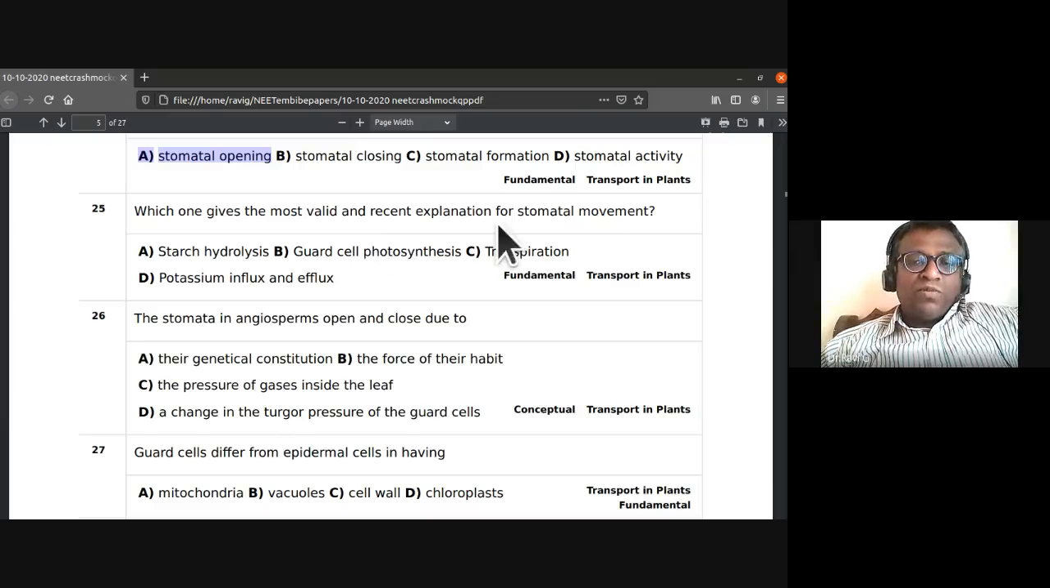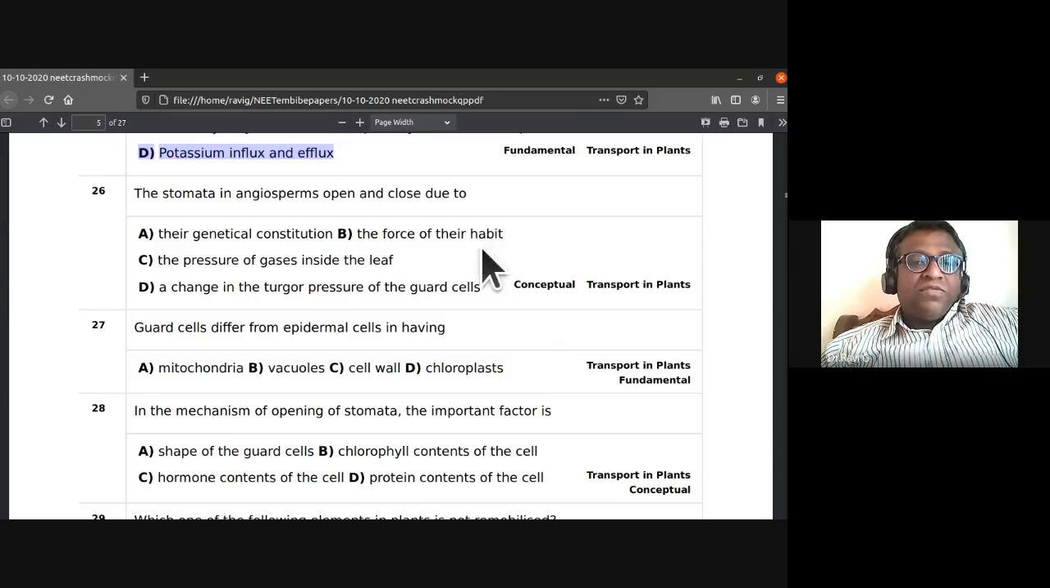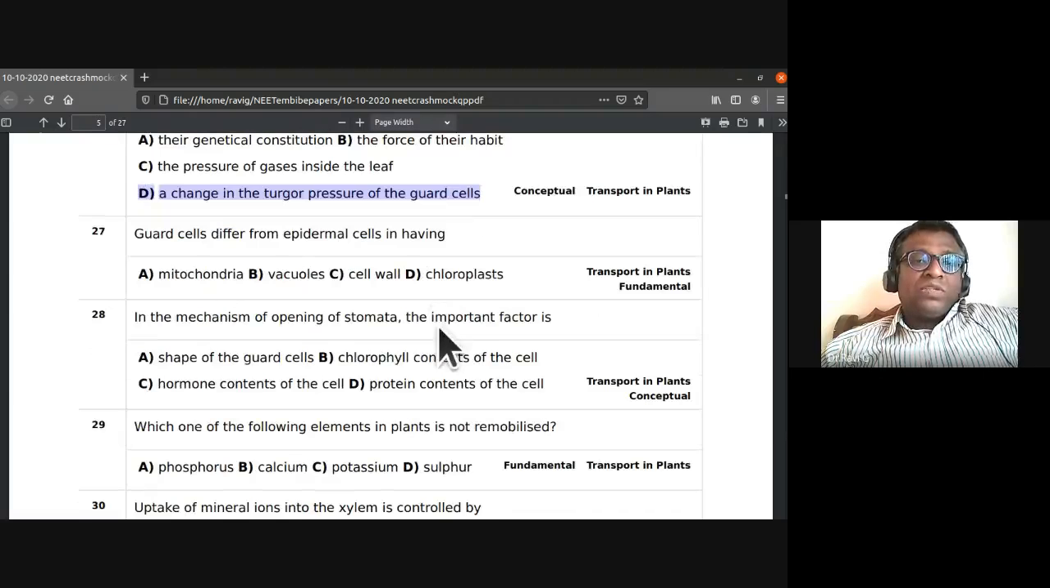Which one gives the most valid and recent explanation for stomatal movement? So D, potassium influx and efflux. It gives the most detailed and valid explanation. The stomata in angiosperms open and close due to their genetic constitution, the force of their habitat, the change of pressure of gases inside the leaf, change in the turgor pressure of the guard cells is the right answer, because of which the stomata in angiosperms open and close.